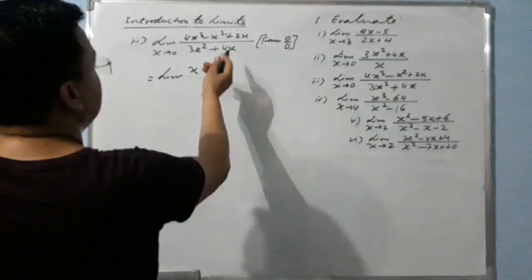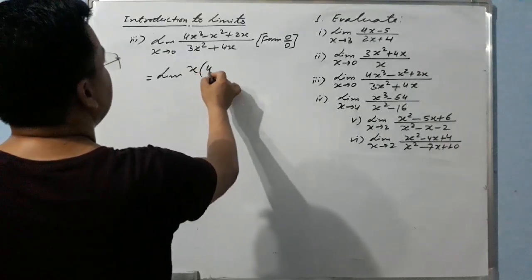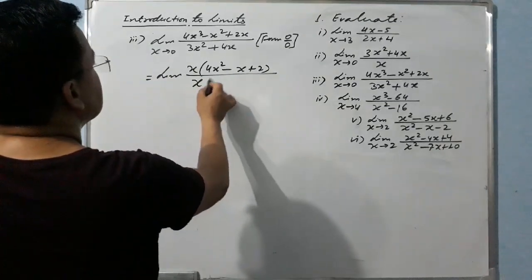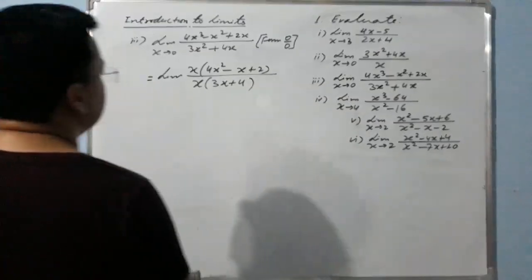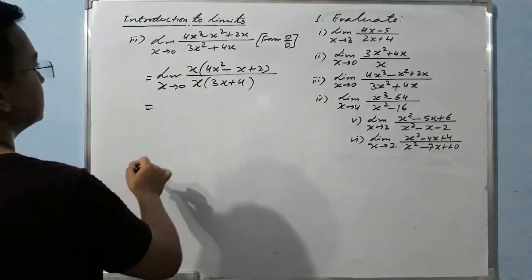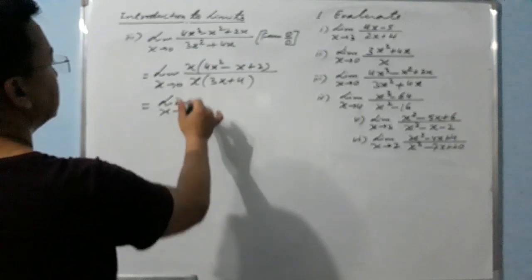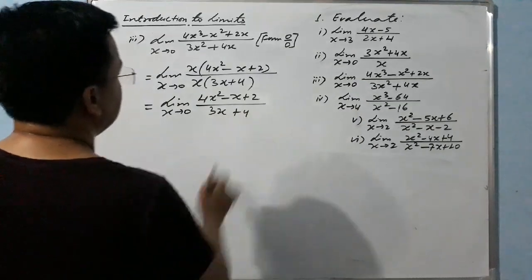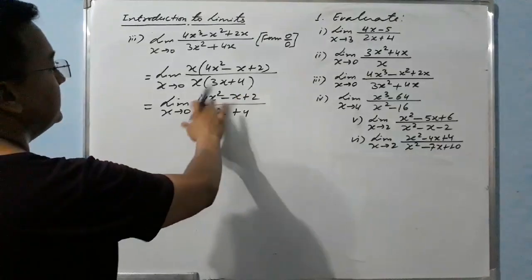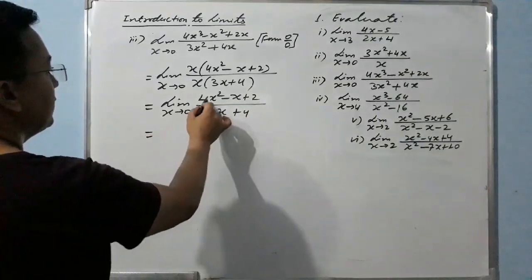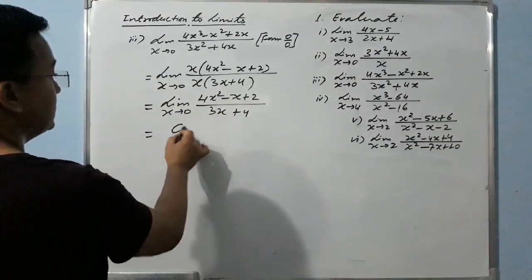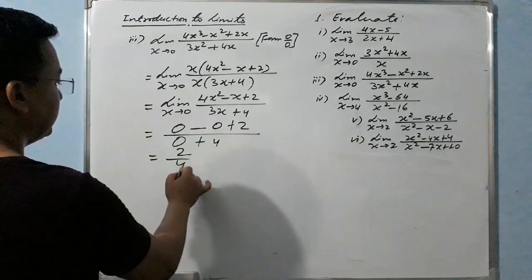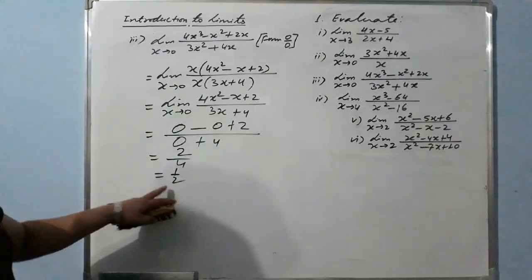So again it tells you need to simplify. First step, take common. Here x common: 4x squared minus x plus 2 upon x times 3x plus 4. As x tends to 0, x cancels out, and after cancelling out the x term, you are going to get 4x squared minus x plus 2 upon 3x plus 4. Now this is not in indeterminate form. When x tends to 0, 4x square tends to 0, minus x tends to 0, plus 2, upon 3x tends to 0 plus 4, and 2 upon 4 is equal to 1 upon 2. This is the limit of the function.